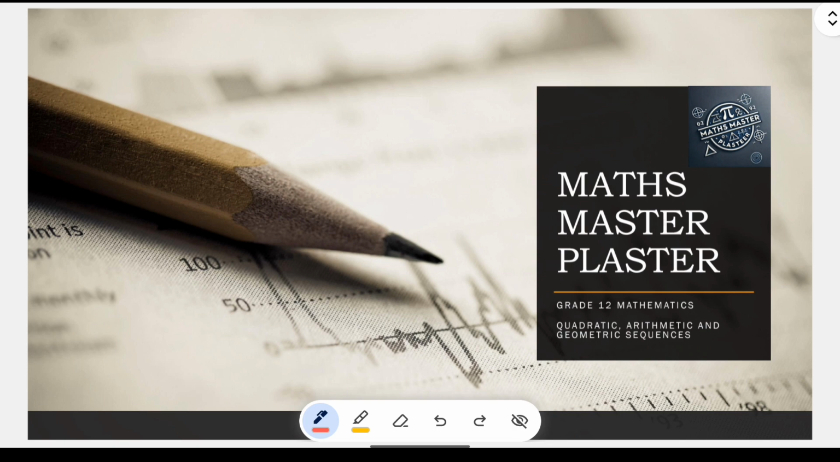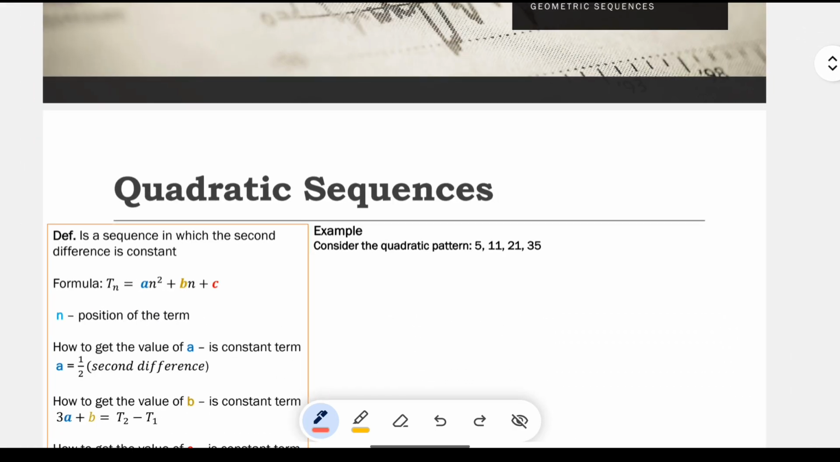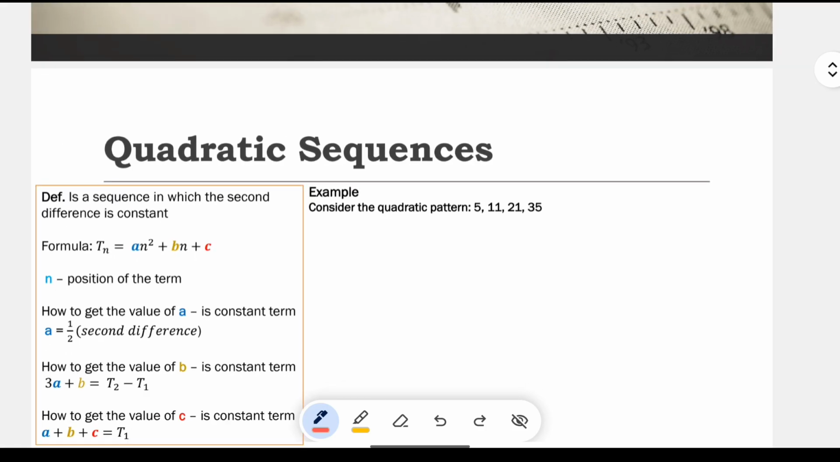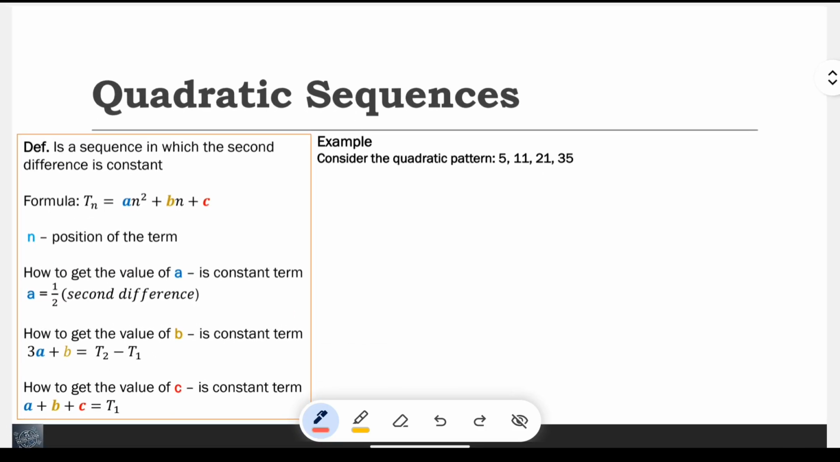Right? Okay, let's start. We're going to start with quadratic sequences. What is a quadratic sequence? A quadratic sequence is a sequence in which our second difference is constant.